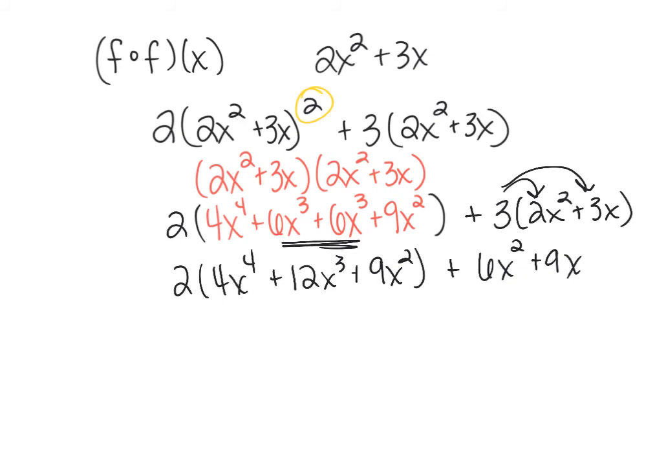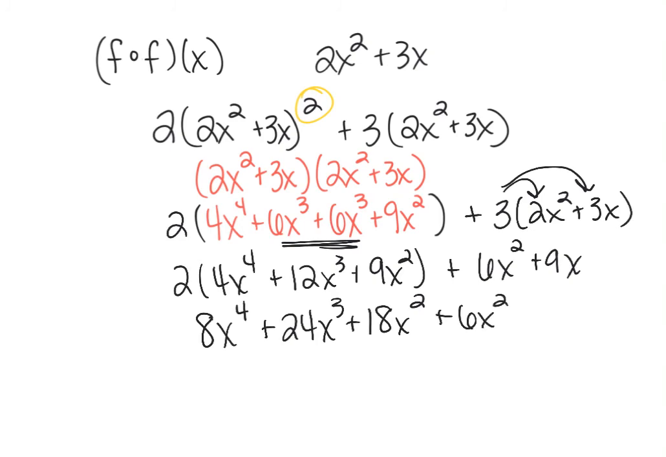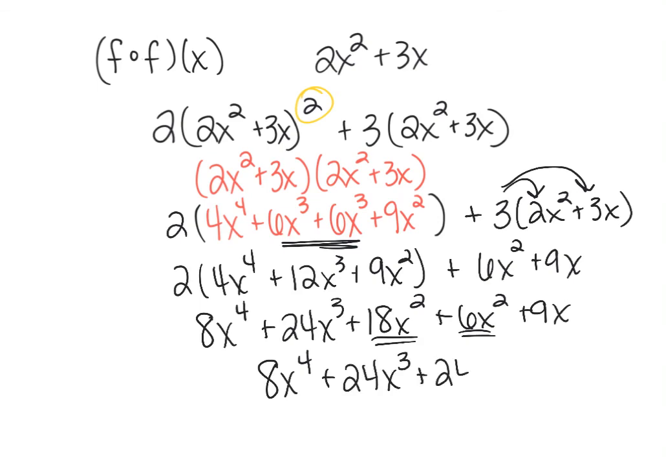So multiply that 2 all the way through the first set of parentheses. That's 8x to the 4th plus 24x cubed plus 18x squared. Bring down the 6x squared and the 9x. And then you can finish this problem by combining like terms. Looks like the only 2 we need to combine are the x squareds. So that's going to give us 24x squared, and we should be done.